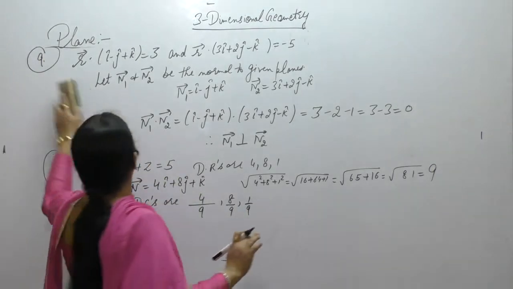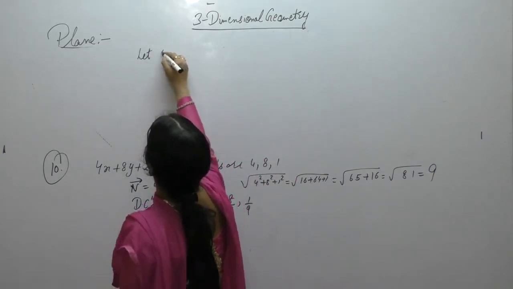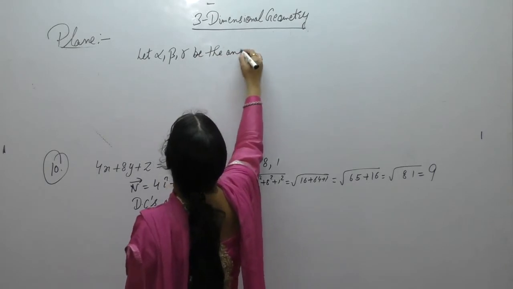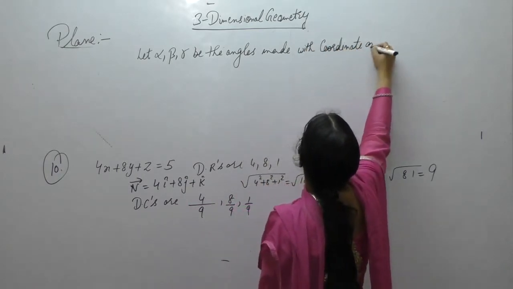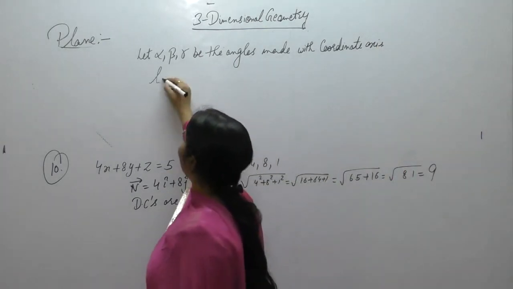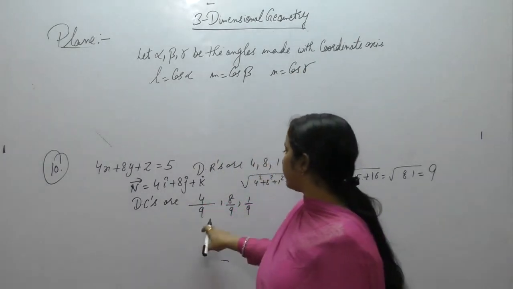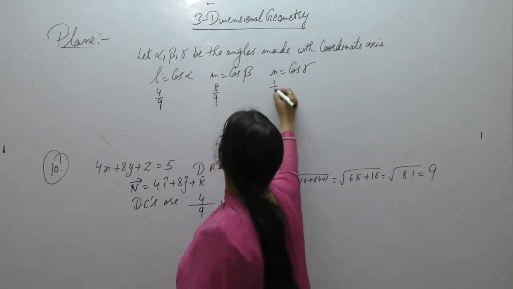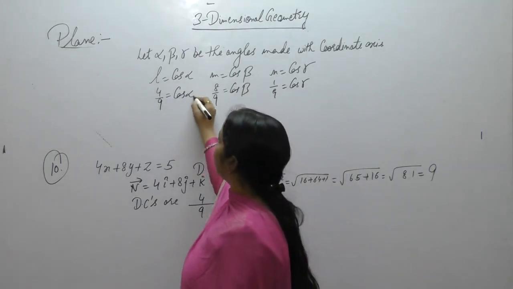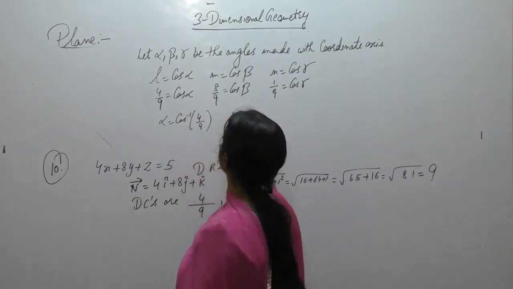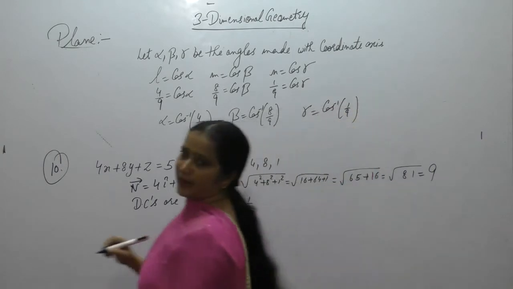Let alpha, beta, gamma be the angles made with the coordinate axes. Then direction cosines l is equal to cos alpha, m is equal to cos beta and n is equal to cos gamma. We have the values of direction cosines as 4 by 9, 8 by 9 and 1 by 9. These are the values of l, m and n. So now we want to find the angles. So alpha is cos inverse 4 by 9, beta is cos inverse of 8 by 9 and gamma is cos inverse of 1 by 9.